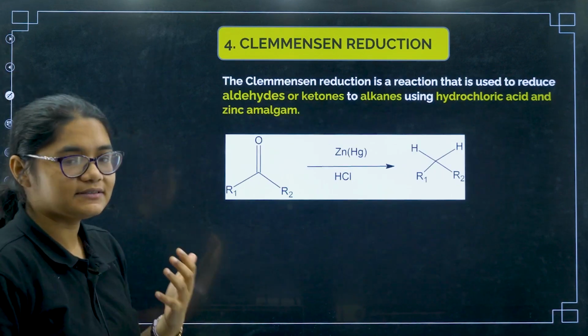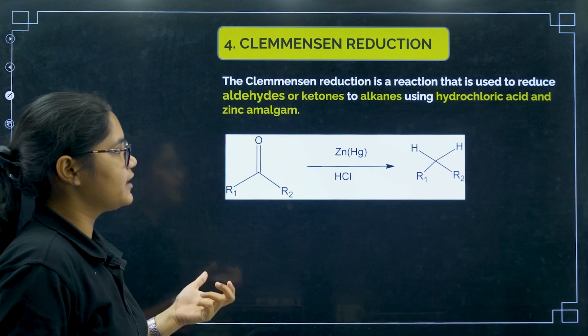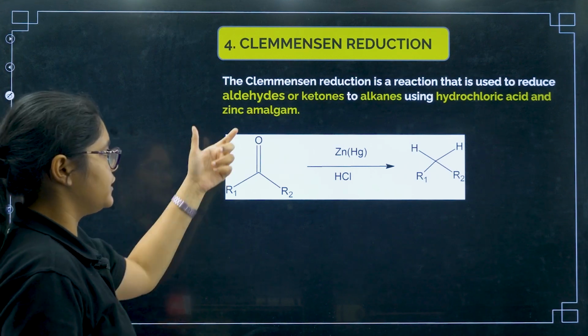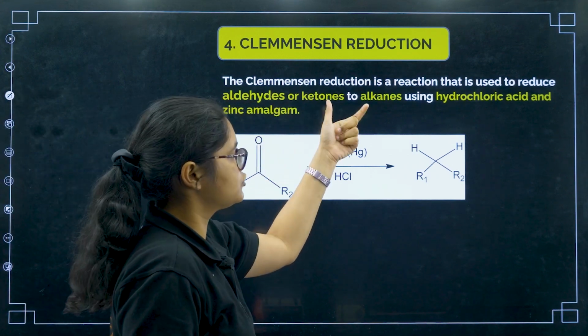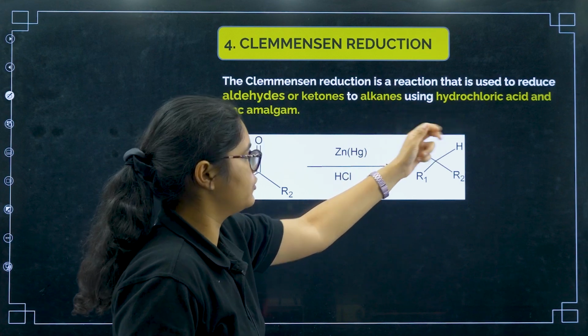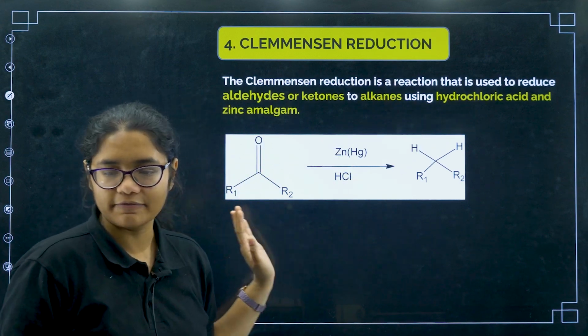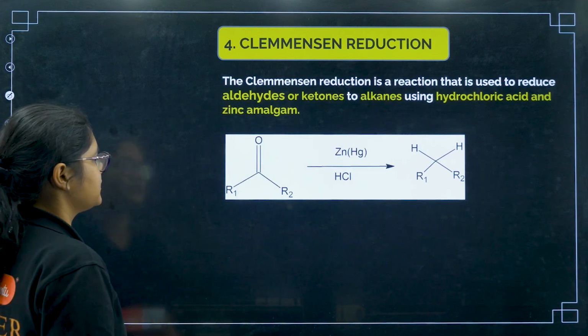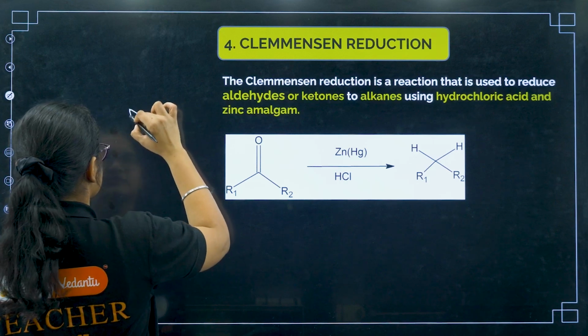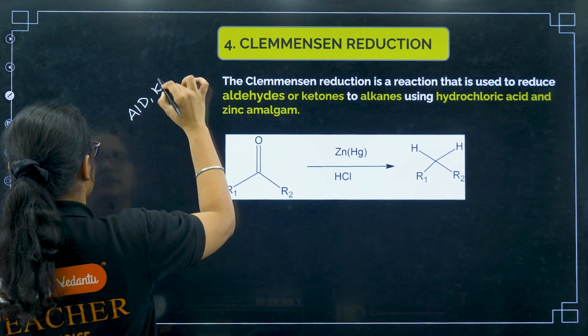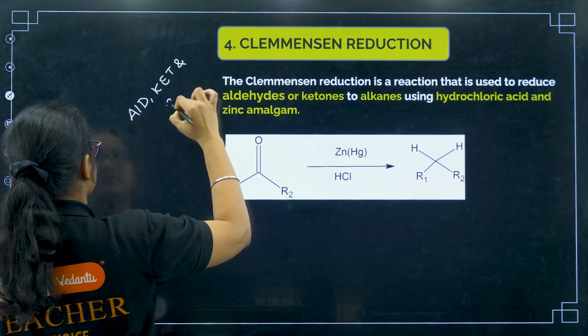Next, coming to Clemmensen reduction. Clemmensen reduction is a reaction that is used to reduce aldehydes or ketones to alkanes using hydrochloric acid and zinc amalgam. Very simple definition, simple reaction, right? This reaction is also from aldehydes, ketones and carboxylic acid.